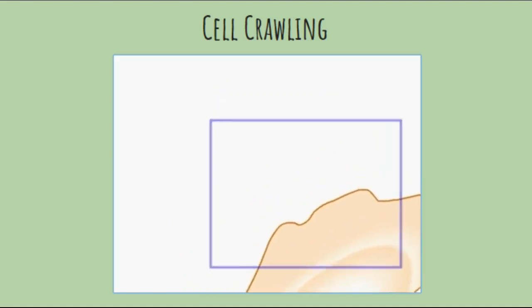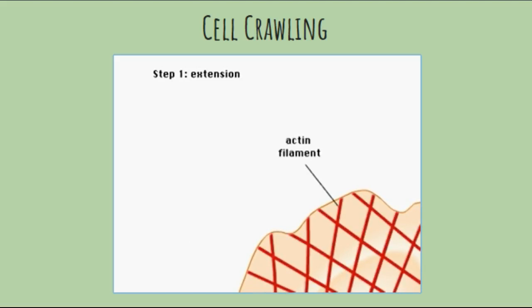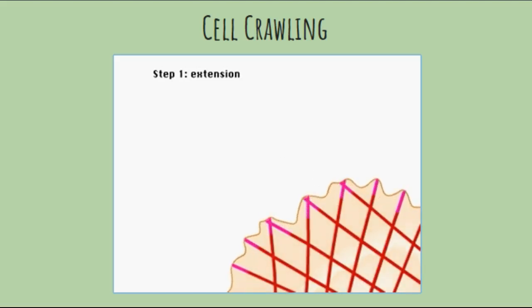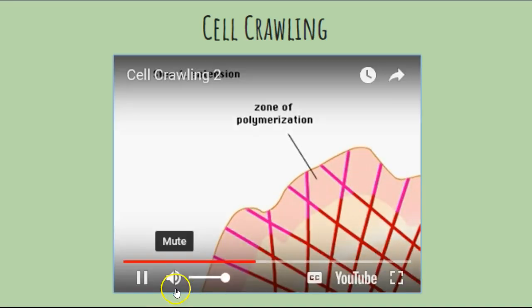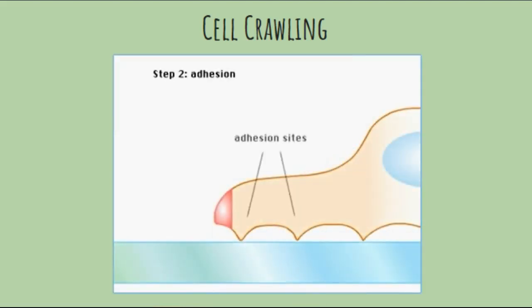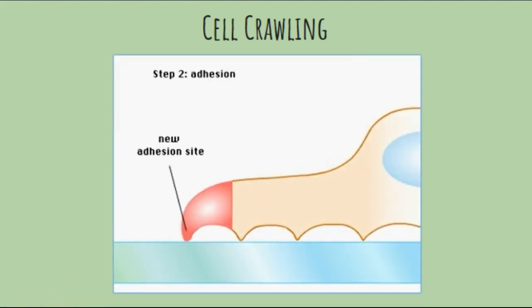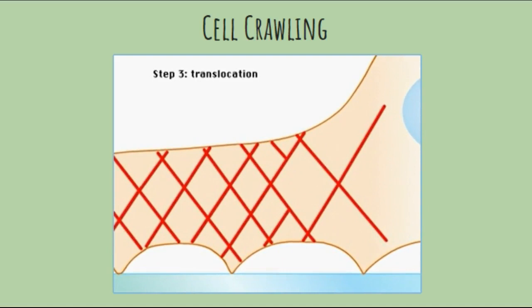In the extension stage, the cell pushes the lamellipod forward. This movement is driven by rapid polymerization of actin filaments at the leading edge of the cell membrane. In the next stage, the lamellipod adheres to the underlying surface using specialized membrane adhesion sites. Firmly anchored, the cell is now ready to generate the force to move the cell body forward.